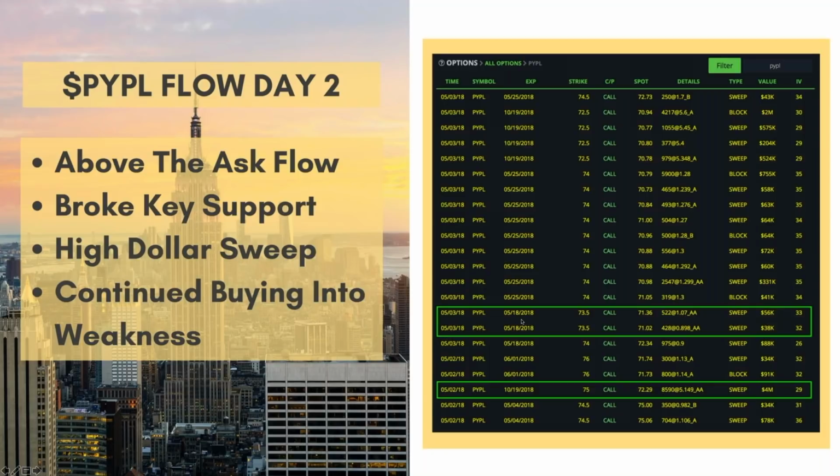And even up further, you'll see this. These are May 73 and a halves. Then they move out to the 74s for May 25th. There's some buying on those. And then they start hitting the 72 and a halves for October. And then you have this $2 million opening block for October, 72 and a half. $4 million the previous day, $2 million coming in the next day.